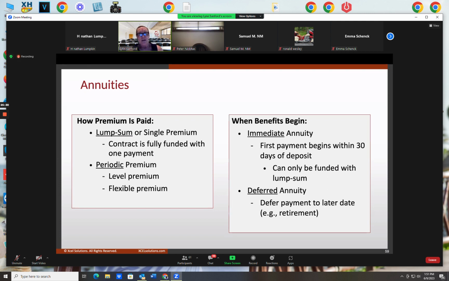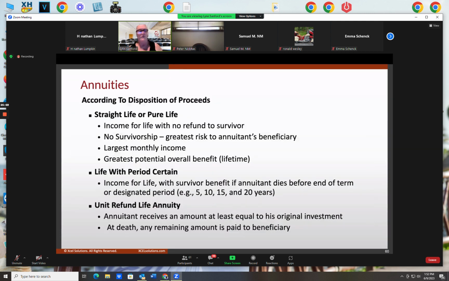A deferred annuity means I'm going to put money in over time, leave it there, and let it continue to grow on a tax-deferred basis. I won't have to report any of the growth as taxable income until I get to retirement, well into retirement, and take the money out. That's when I will have to pay tax, at least on growth, or on the whole amount if pre-tax dollars went in from a qualified plan. So deferred annuity means I'm deferring the payment to a later date, such as retirement or well into retirement years.